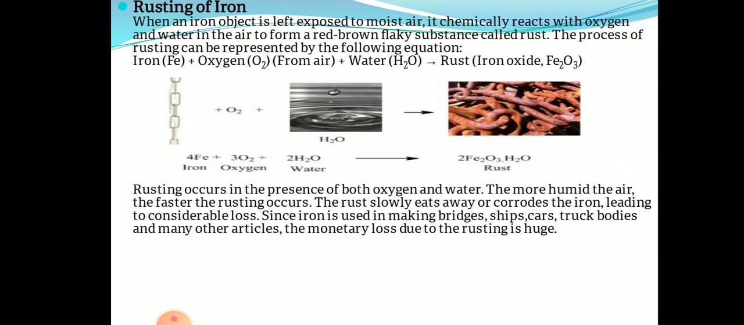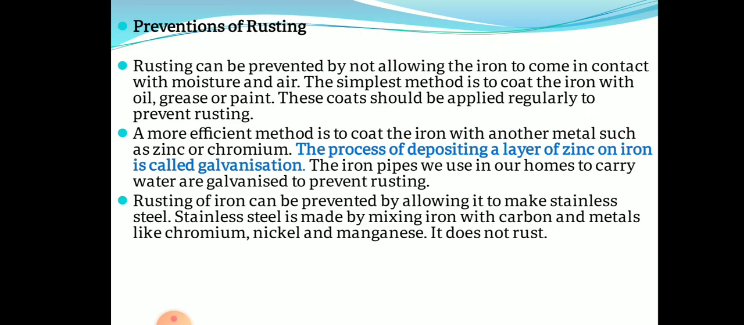So how can rusting of iron be prevented? Prevention of rusting. Rusting can be prevented by not allowing the iron to come in contact with moisture and air. The simplest method is to coat the iron with oil, grease or paint. These coats should be applied regularly to prevent rusting.